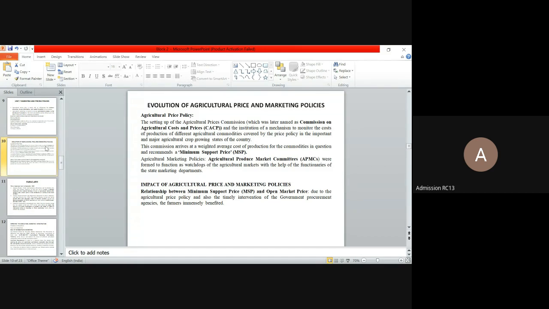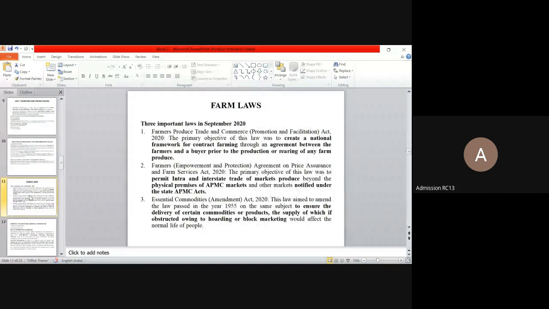The impact of agricultural price and marketing policies is the direct relationship between your MSP and the open market. Here, with many pricing policies, whether agricultural or marketing policies, the Government of India has come up with a lot of agencies that interfere in this. Why do they do this? The only intention is to benefit the farmers. One of the major steps taken to benefit the farmer is again the farm laws.